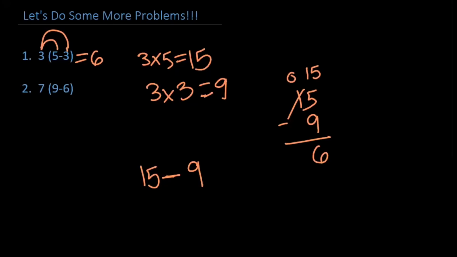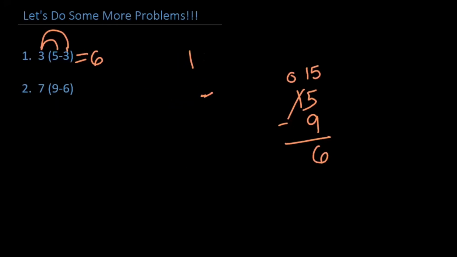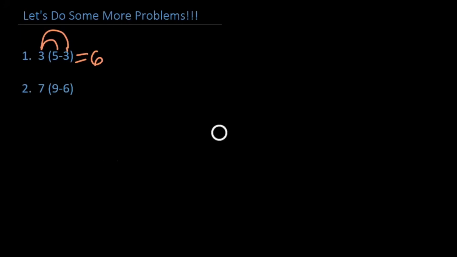The next question is 7 and 9 minus 6 in parentheses. So let me just erase all this. Okay, so we're going to do the same thing we did for 3 and in parentheses 5 minus 3. All we do is, first up, we distribute 7 to 9. I'm going a little slower now so that you guys clearly understand what I'm saying. 7 times 9 is equal to 63.